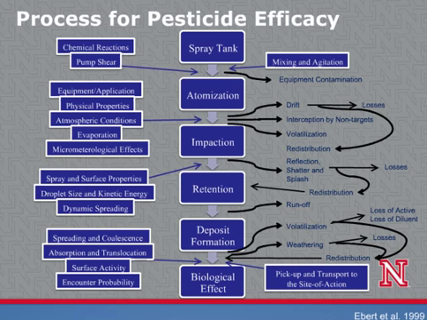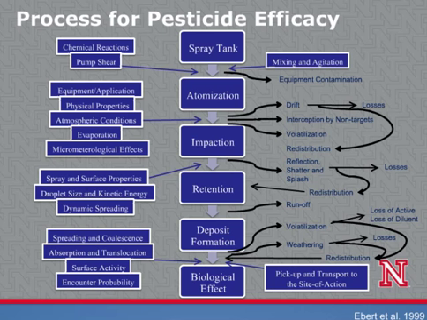The process for pesticide efficacy is a complex and complicated process. On the slide, you can see a lot of different steps that go into making a pesticide application. At the top, we see the spray tank. We're going to add our various different products, our pesticides, to that spray tank, eventually leading to the biological effect that you see at the bottom of the slide.